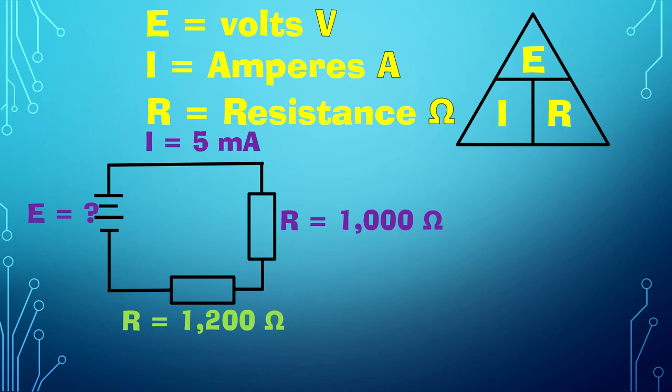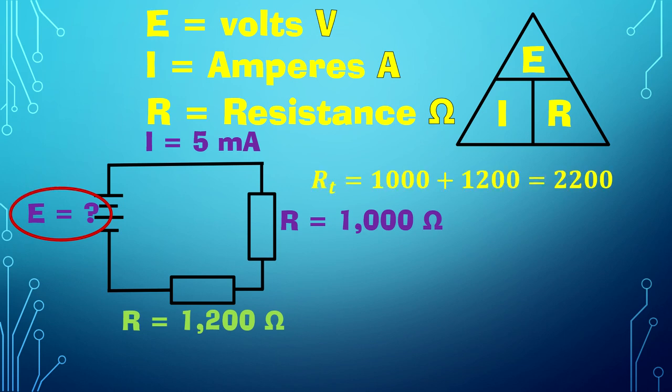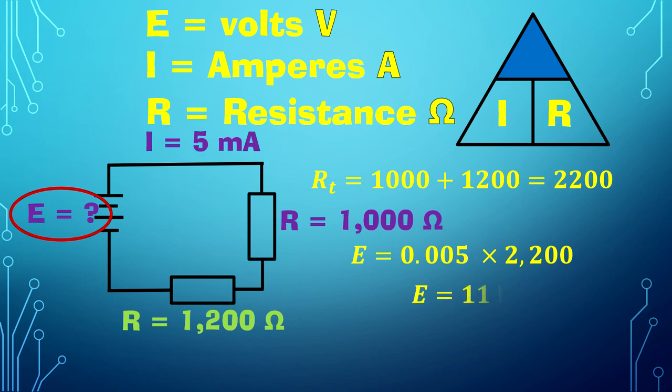So here we've got 1,000 ohms, and we've got 1,200 ohms. So add the 1,000 plus the 1,200. We get 2,200 ohms of total resistance. I cover up the E. Now changing the milliamps to amps, I move my decimal place 3 places to the left. So that's going to be 0.005 times 2,200, and I get 11 volts.